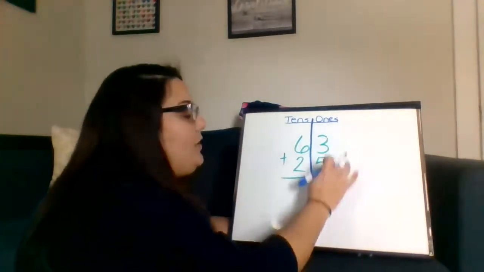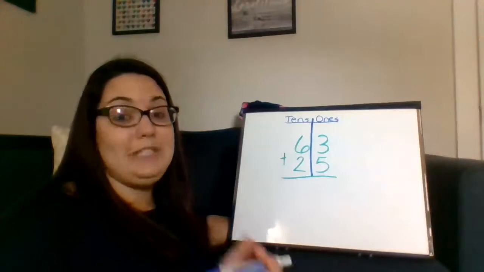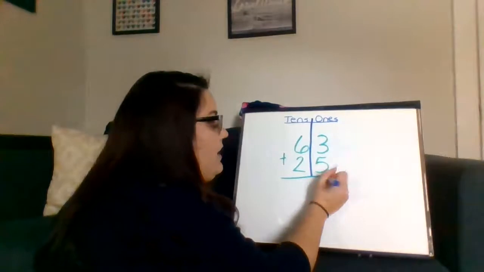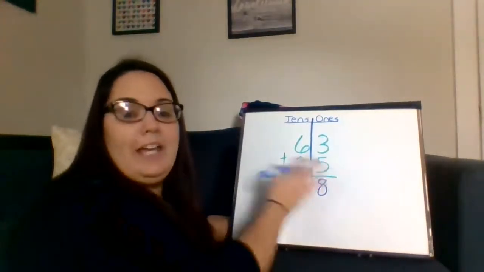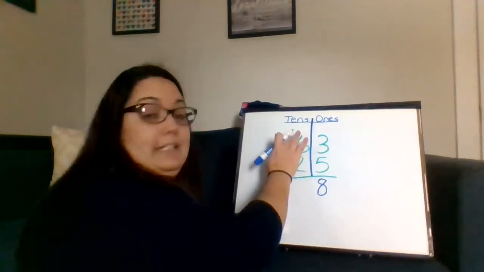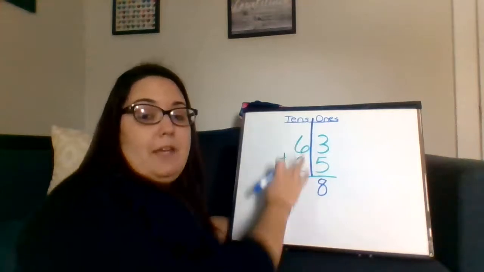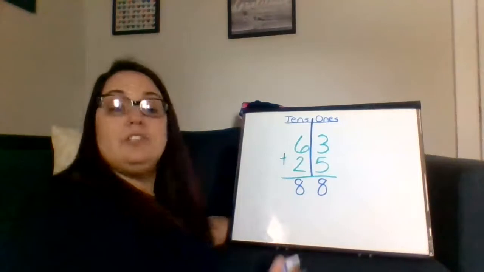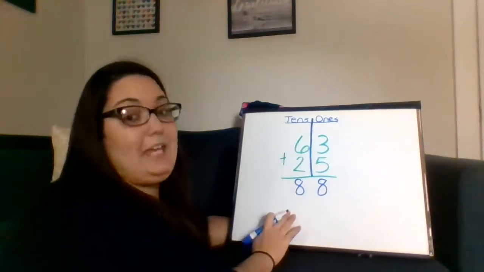So we're going to start by adding 3 plus 5. And I know that 3 plus 5 equals 8. I put that 8 right underneath my ones column. Now I can go to add my tens. I have 6 plus 2. 6 plus 2 also equals 8. When I write this 8, I'm going to make sure I put it under my tens. So 63 plus 25 equals 88.